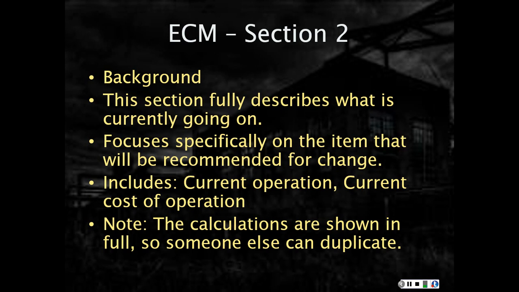This focuses specifically on the item that will be recommended for change. It includes the current operating condition it's under and the current cost of operation that we're under. Note that the calculations are shown in full, so someone else can duplicate. So in this case, when we calculate something, we have to show the equation and the full steps in how we're calculating something, so later on, if another professional gets a hold of this document, they can fully follow through how we arrived at our savings.